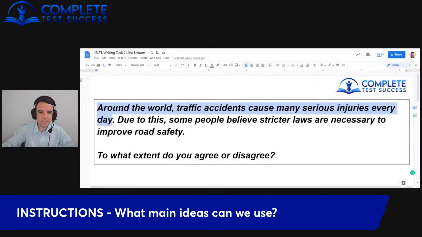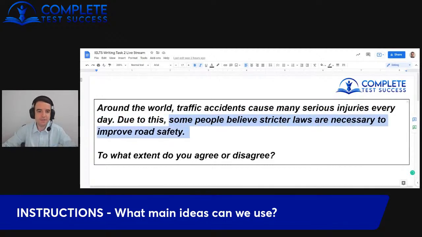The first sentence is just setting up the context, describing the situation so that you understand what the question is about. So around the world, traffic accidents cause many serious injuries every day. Okay, so that's the context. This is a fact. This isn't an opinion. You cannot agree or disagree with a fact. So that's just a fact to help you understand it. Because of this fact, some people believe stricter laws are necessary to improve road safety. To what extent do you agree or disagree?